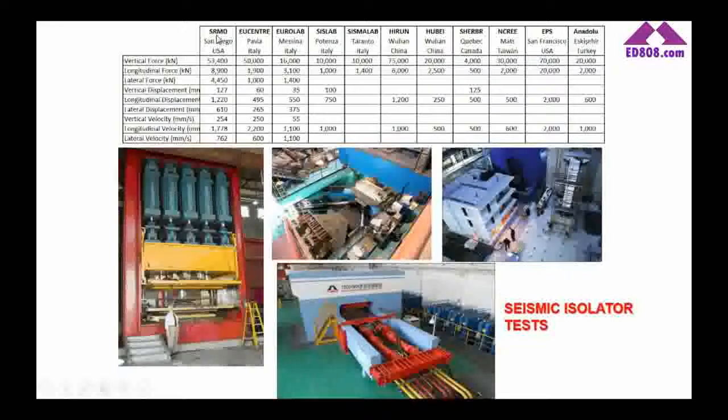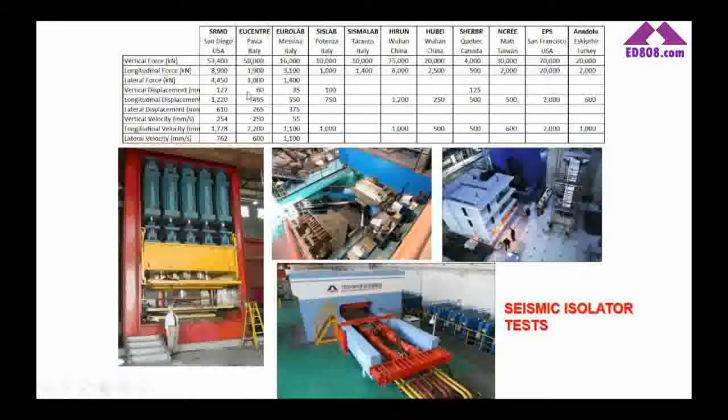One of the largest and the most popular is the testing facility in San Diego, which has a 53,000 kilonewtons of vertical force capacity and 8,900 kilonewtons of lateral load capacity, and the displacement capacity is plus minus 1.2 meters, and the speed capacity is nearly 1.8 meters per second. It's really good, and the advantage of this laboratory is also it has a 6 degree of freedom testing facility, which means that you can give a real earthquake record and you can see the real performance of an isolator in this testing facility.